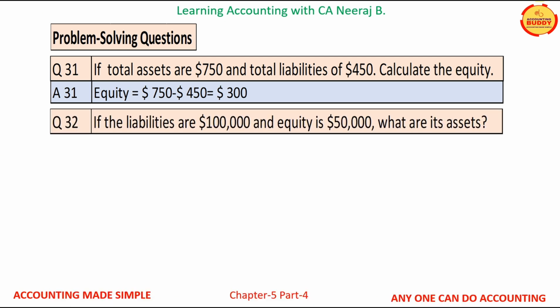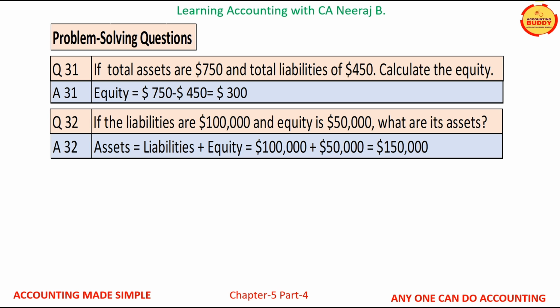Question number 32. If the liabilities are $100,000 and the equity is $50,000, what are its assets? We know the equation: assets are equal to liabilities plus equity. Therefore, the answer is assets are equal to $150,000.